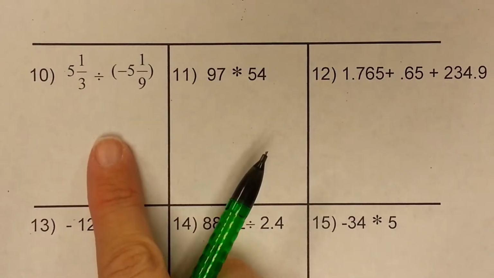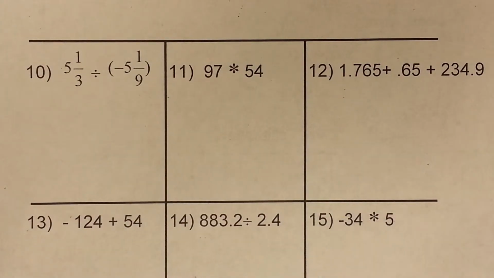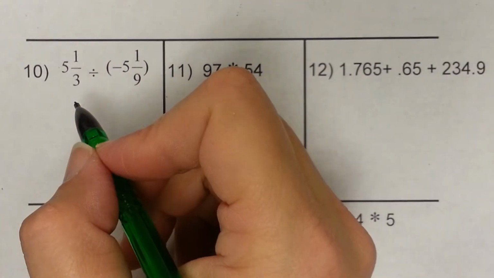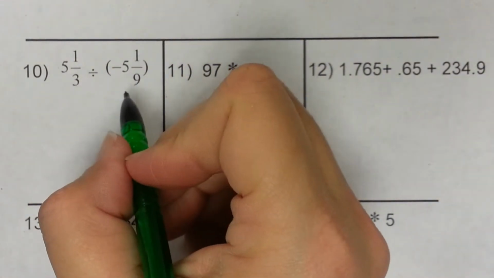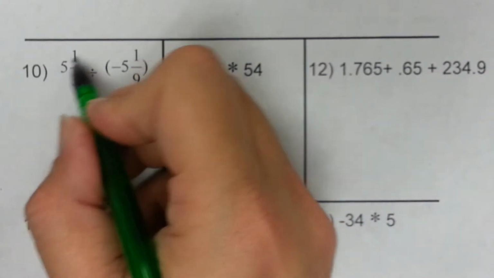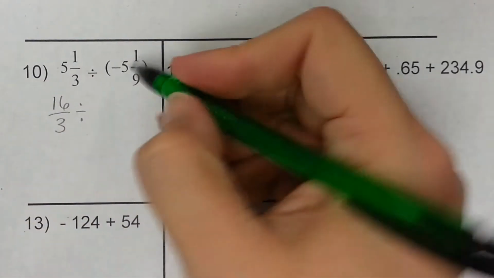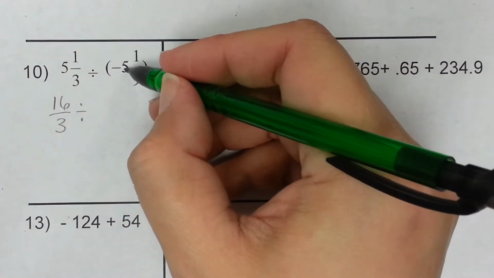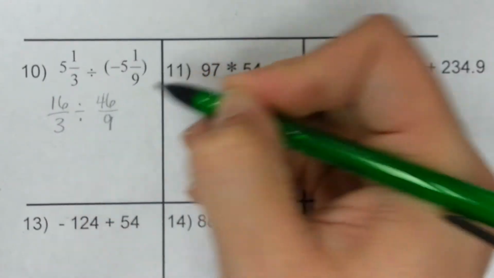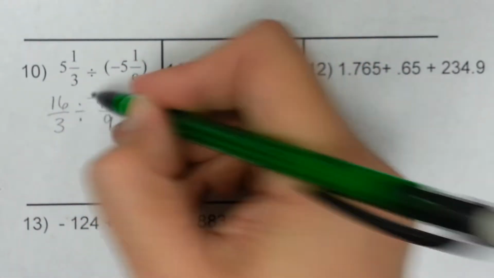For the next part, I have 5 1/3 divided by -5 and 1/9. First, instead of having common denominators like I did when I add and subtract, I have to make both of these improper fractions. So this one, 5 times 3 would give me 15 plus 1, give me 16 over 3, divided by, over here, I have 9 times 5, which is 45, plus 1, which is 46, over 9. This one was a positive number. This one was a negative number.